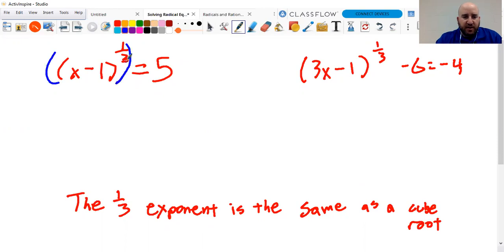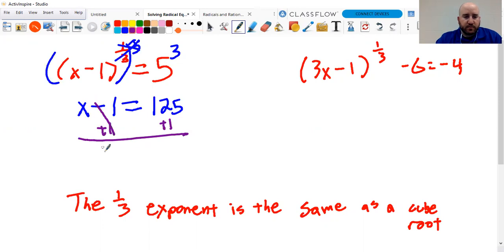Want to get this by itself. There is nothing else on the left-hand side. So I cube it, raise it to the 3rd power. Still cancels out with the 1/3. X minus 1 equals, again, when it's positive, you don't necessarily have to put in parentheses, 5 cubed is 125. Add 1 to both sides, I get x equals 126.